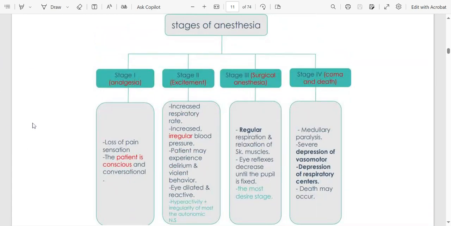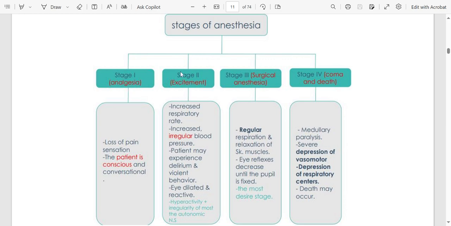Now for general anesthesia, you have got four stages that you have to know. When you give general anesthesia, the first stage is known as analgesia. In the first stage, there's going to be loss of pain. So the first thing that will happen is that someone will not be able to feel pain, but the patient is still conscious, and you can still talk to them. You even use some instruments to see if they've stopped feeling the pain. You prick them, and then you are looking at them. But they are still conscious.